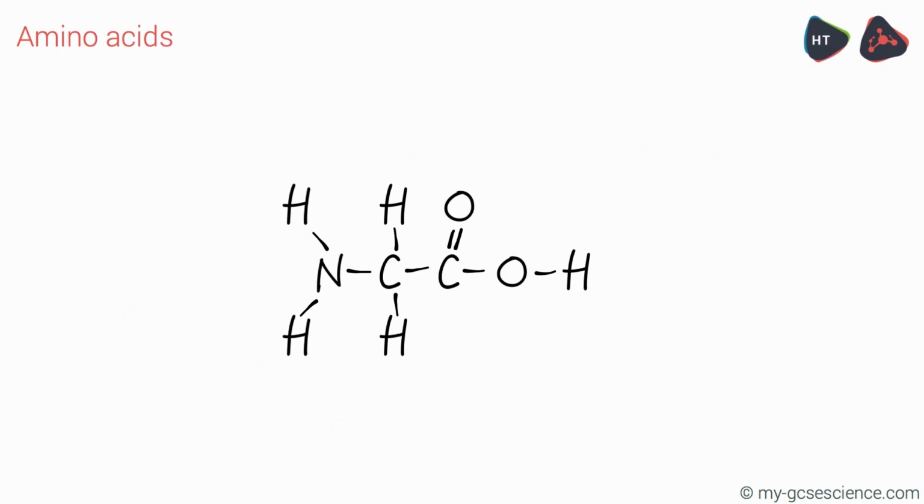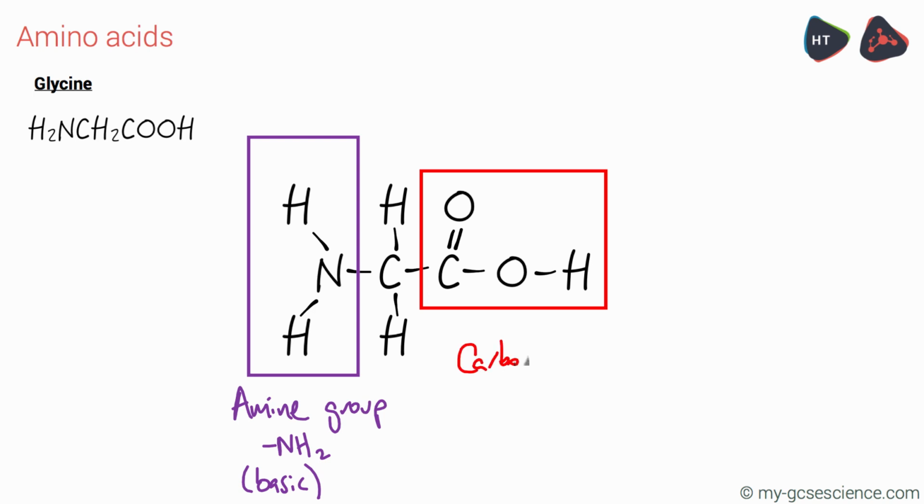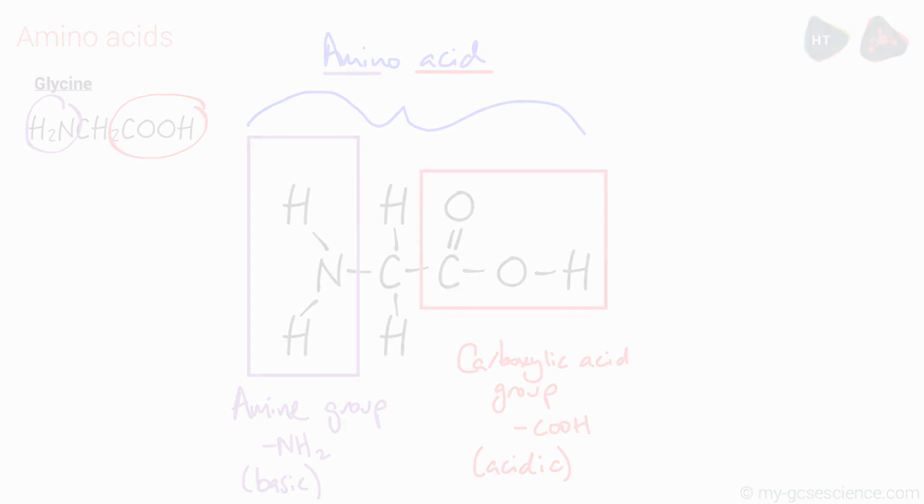Next, amino acids. Amino acids are the building blocks, or monomers, for proteins. In this example, we've got glycine, which is the simplest amino acid. You can see that it's got two different functional groups. It's got an amine, NH2, on one side, which is basic, and a carboxylic acid group, COOH, on the other side, which is acidic. And this is the monomer that reacts by condensation polymerization to make a polymer called a polypeptide.